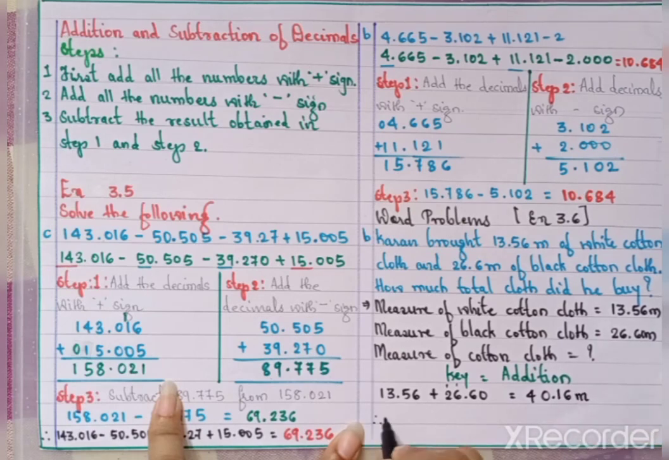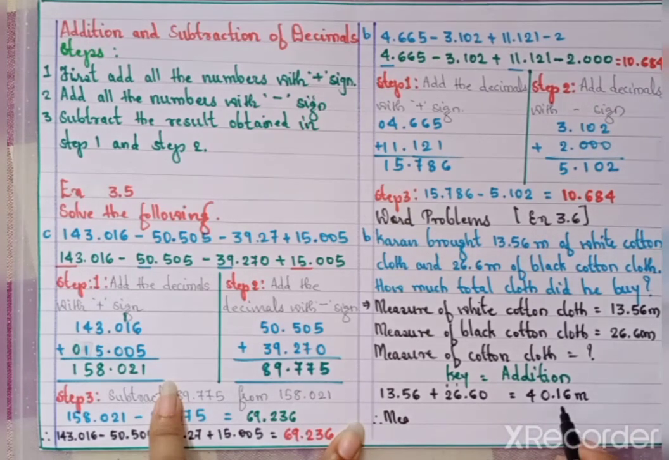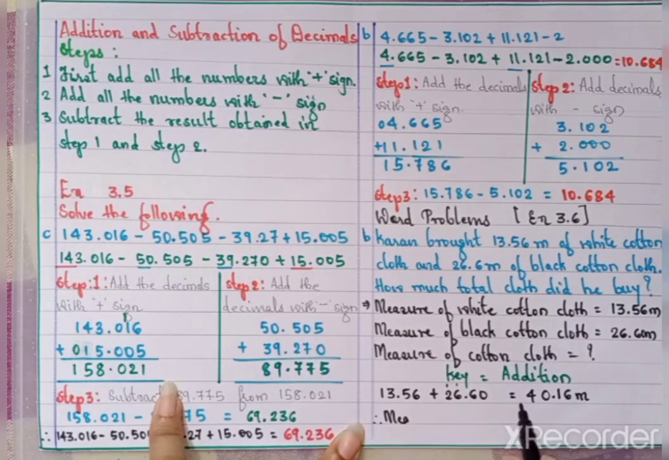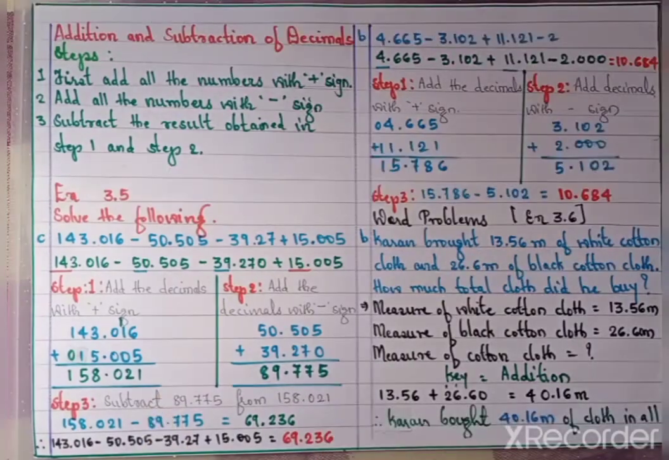Then this is in terms of meter. Therefore, measure of cotton cloth is 40.16 meter, or you can write Karan bought 40.16 meter of cloth in all, and hence the solution.